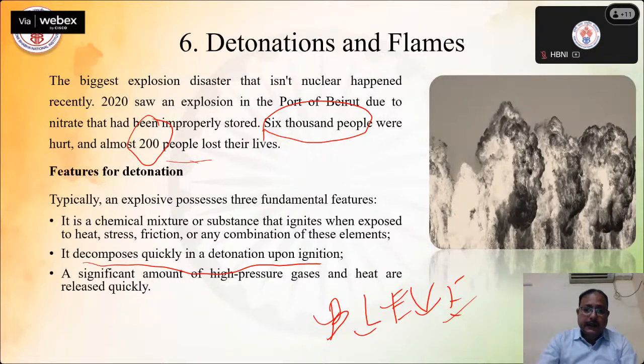So what is the nature of the detonation? It is a very tough phenomenon, and you can see the clouds over there. It actually explodes in this way only. So it is very tough for anybody to check this out in a proper way.